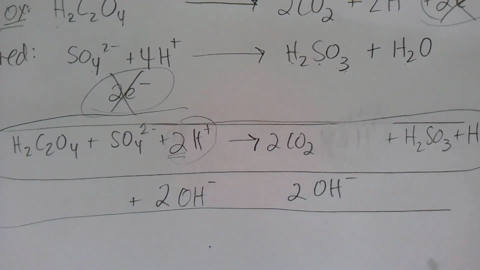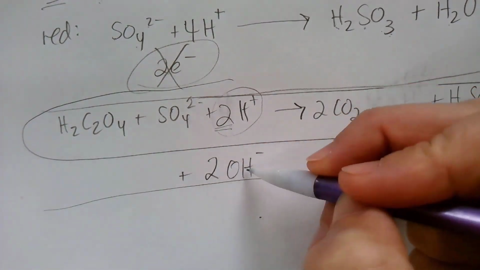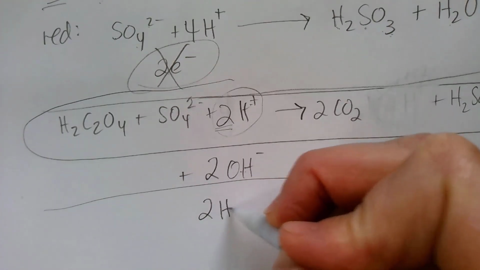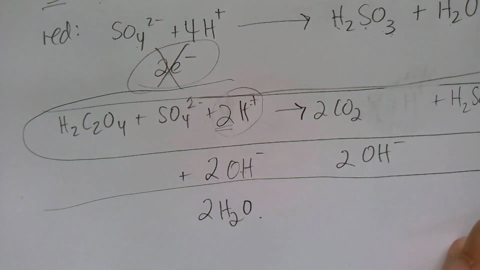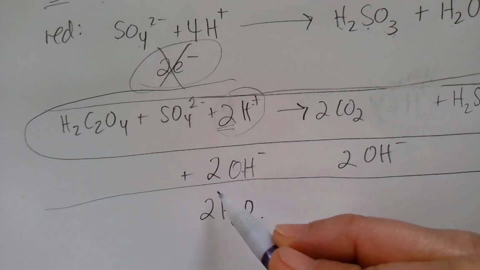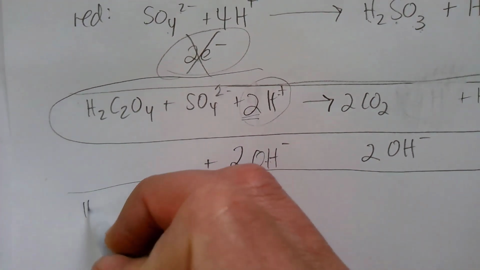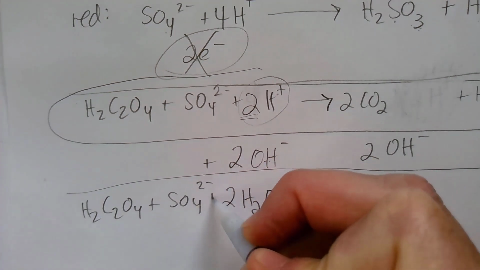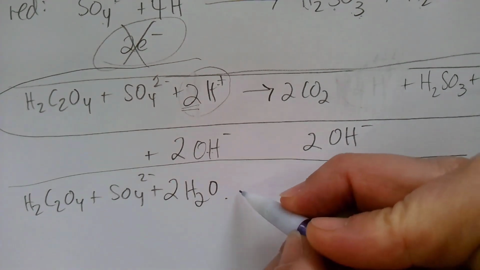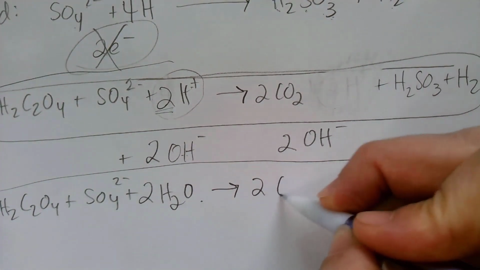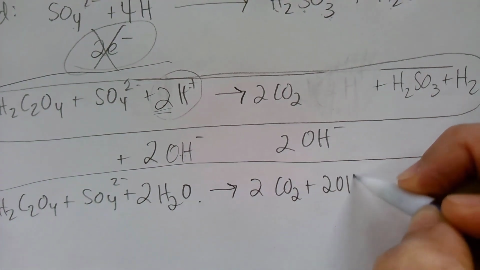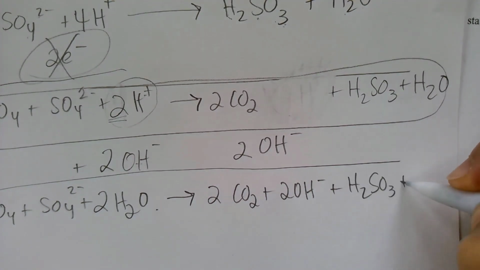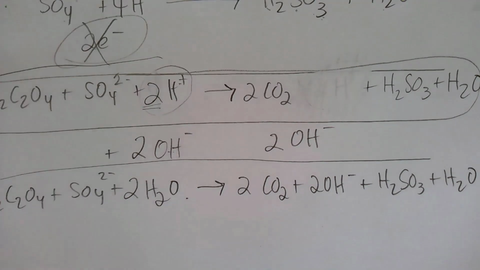So, let's see where that gets me. 2 H pluses plus 2 OH minuses makes 2 waters. Okay, so I'm going to bring down everything. H2C2O4 plus SO4 2 minus plus those 2 waters to give me 2 CO2s plus 2 OH minuses plus H2SO3 plus H2O. Can anything reduce?